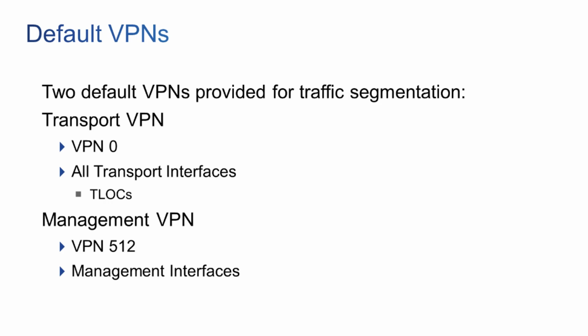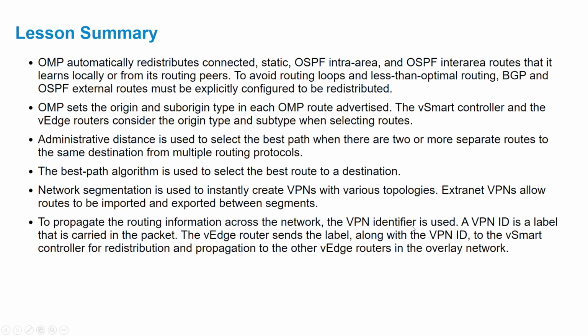We also, of course, talked about the meaning of a transport locator, and what that service is used for in the network. So we've refreshed a little bit. We've added some additional information to some of the concepts that we had talked about previously. We talked about what routes get automatically redistributed in the OMP protocol: those static routes, the connected routes, the OSPF internal routes, intra-area and inter-area routes. And we talked about the need for loop avoidance, and so explicitly, we would have to redistribute BGP and external routes.